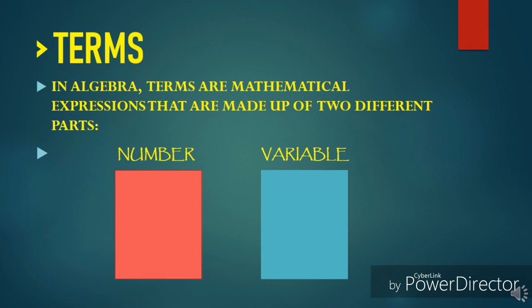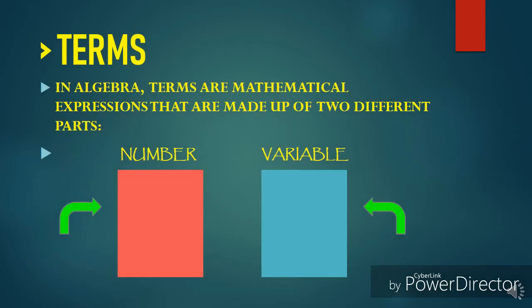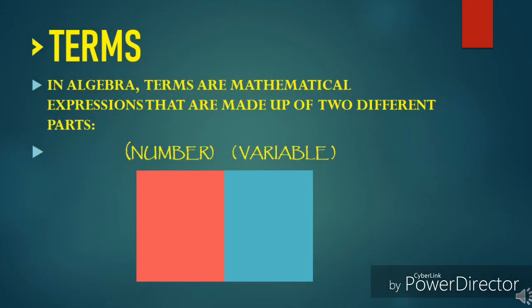In algebra, terms are mathematical expressions that are made up of two different parts, the number part and the variable part. Sa term, yung number part tsaka yung variable part are multiplied together. But since multiplication is applied in algebra, the two parts of the term are usually written right next to each other with no times symbol between them.